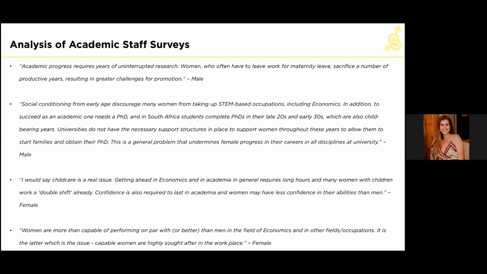I was also particularly fascinated that both a male and female respondent highlighted the insufficient support structures that universities have for women with young children. In those years where the children are too young to go to school or even preschool, there needs to be someone at home looking after them, and not all families will be able to sustain the financial burden of a caretaker.